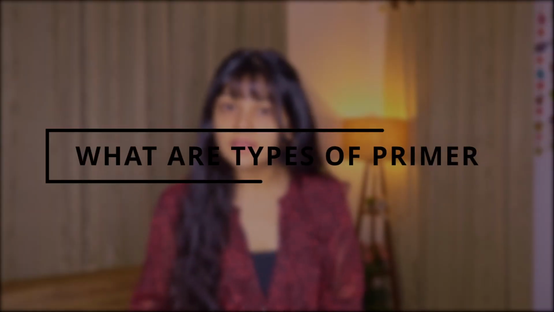So now we know what primer does. So what are the types of primer? It can be mattifying primer, luminizing primer, hydrating primer, or blurring primer. But which primer is used for oily skin? For oily skin, you can apply mattifying primer. For dry skin, you can apply luminizing primer. And for skin which has open pores, you can apply blurring primer.